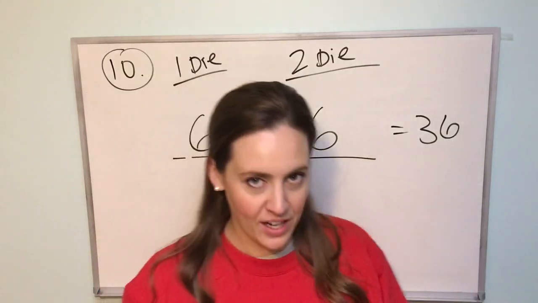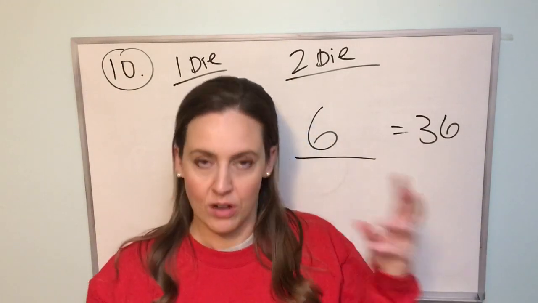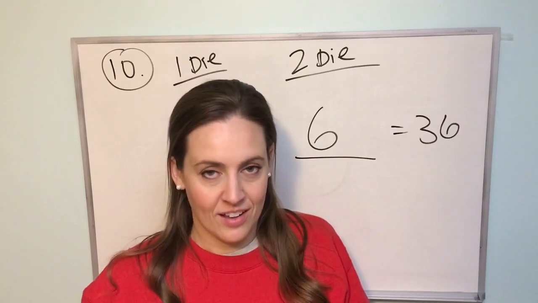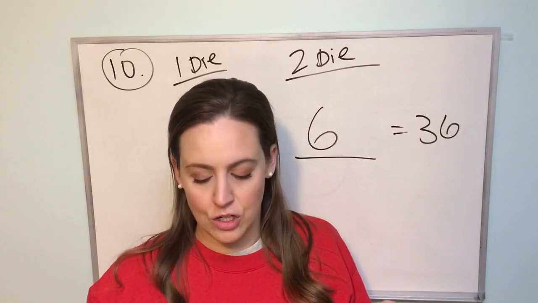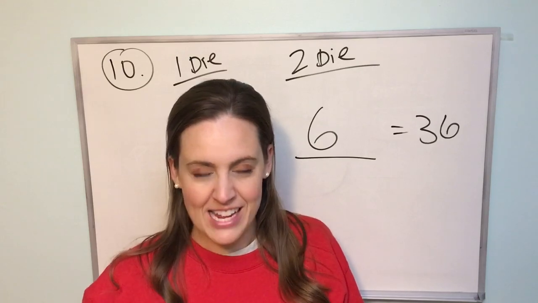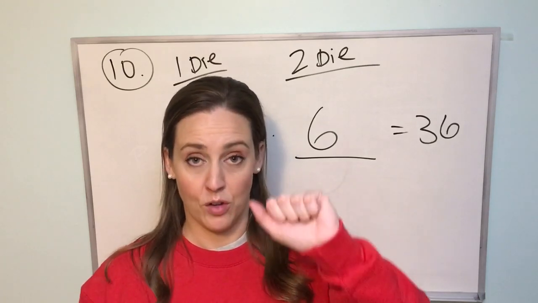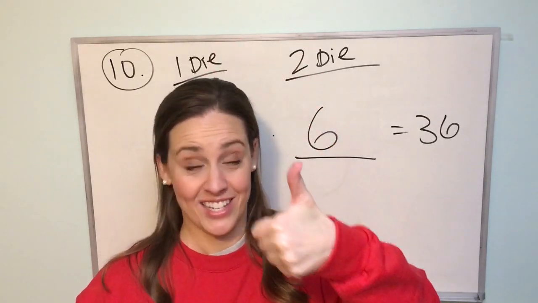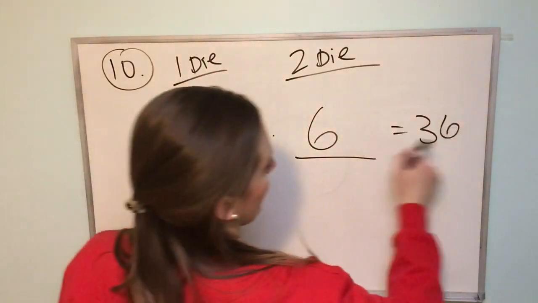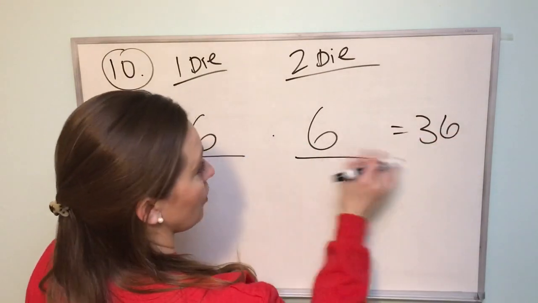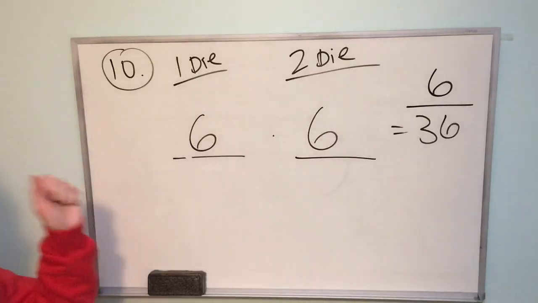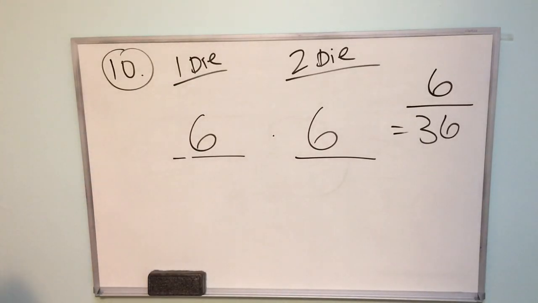I would have to roll a 1 and a 1, or a 2 and a 2, or a 3 and a 3, etc. So I can only do that in 6 total ways, right? If I roll a 1 and a 1, a 2 and a 2, 3 and a 3, 4 and a 4, 5 and a 5, or a 6 and a 6. So out of all my options, all of the ways I could roll these two dice, I can only 6 times roll the same number on both dice.